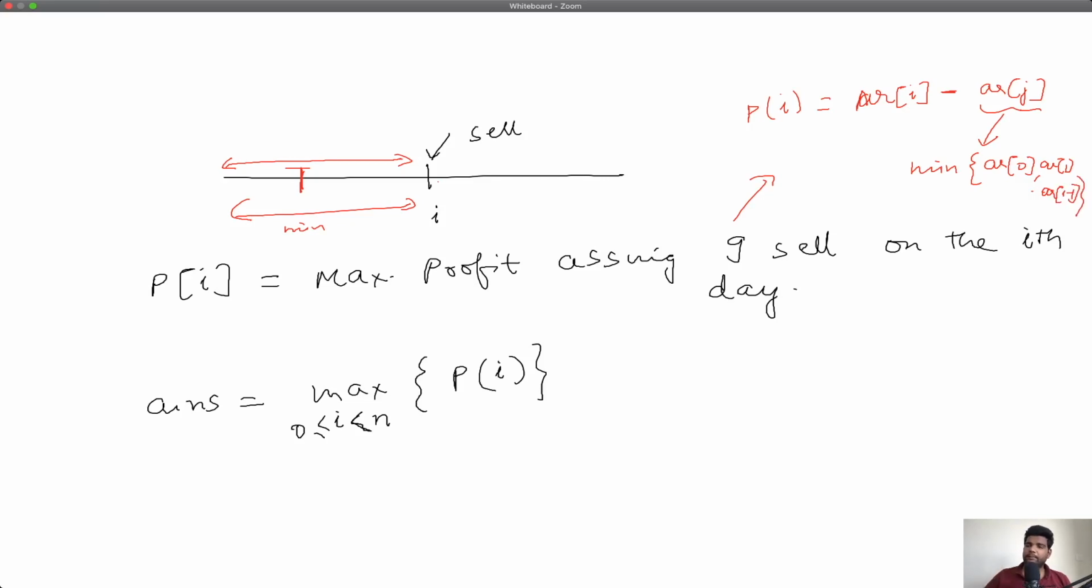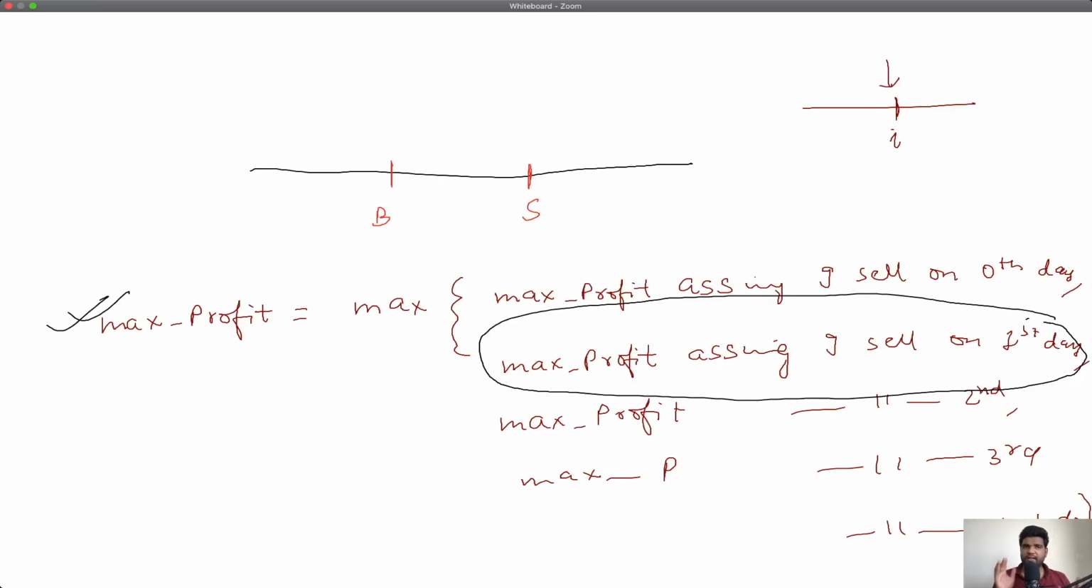Take a moment to appreciate this equation that I wrote. A couple of steps back, what did I say? I told you that the max profit that I will make eventually is the max of the max profit I can make assuming I sell on the 0th day, the max profit assuming I sell on the first day, and so on, because eventually I will sell on some day, right?